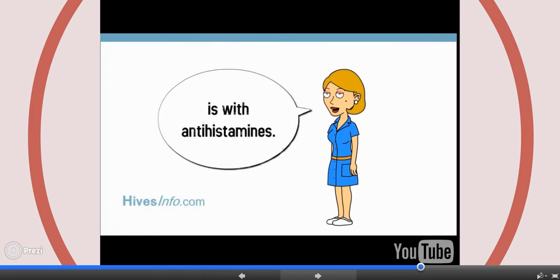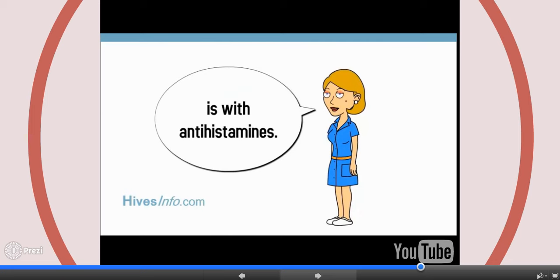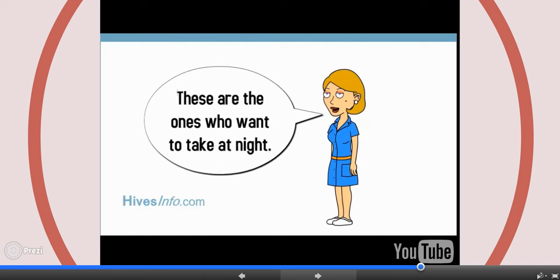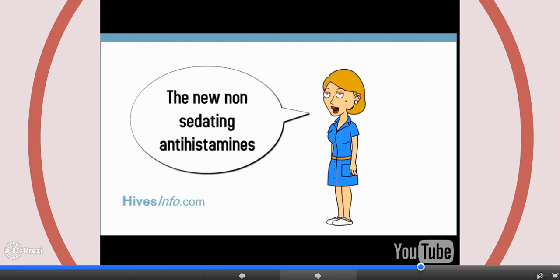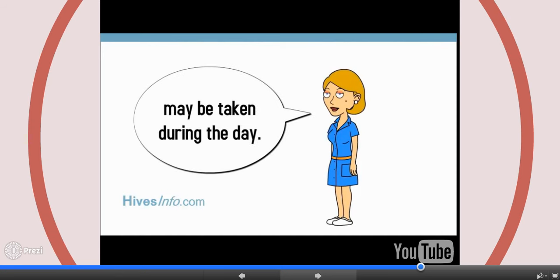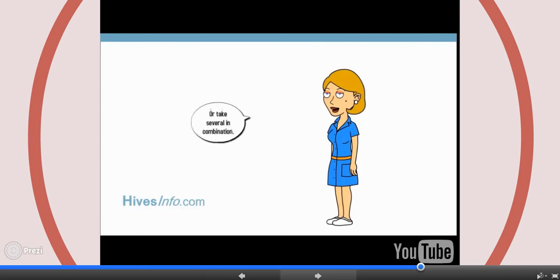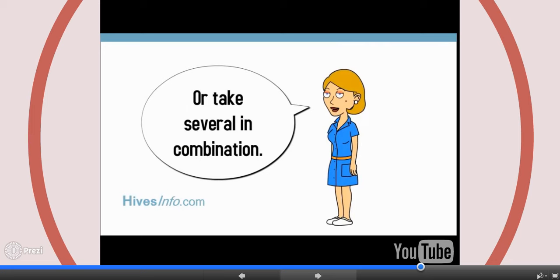In most cases, the standard treatment is with antihistamines. Now there are various types of antihistamines, some of which may make you drowsy. These are the ones you want to take at night. The new non-sedating antihistamines may be taken during the day. You may also need to take more than one type of antihistamine to provide relief, or take several in combination.